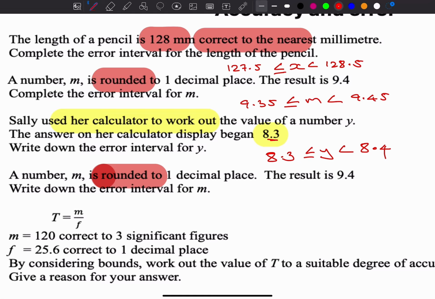Okay, next one. This is rounding, so this is your normal one. What's that? 9.4 means 9.45, 9.35.